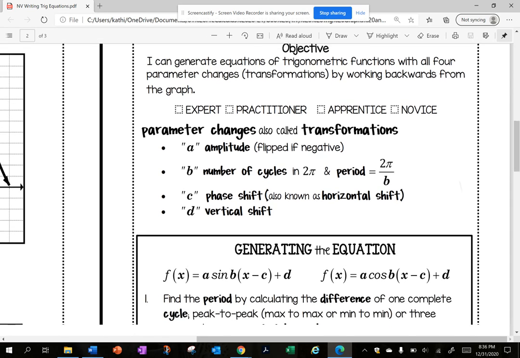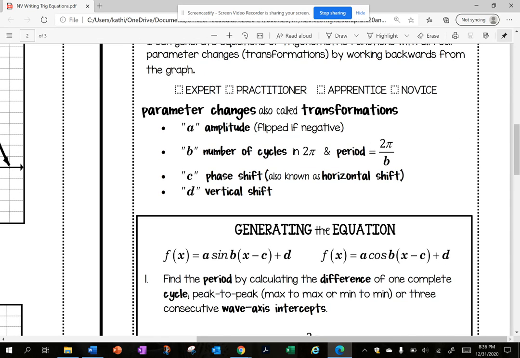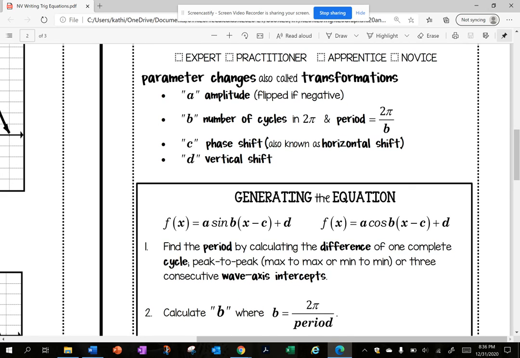What are these parameter changes? In my equation, A sine of b times the quantity x minus c plus d, A is my amplitude. If there's a negative sign in front of it, I flip it over the x-axis. B is the number of cycles in 2 pi. I also have the relationship, the period is 2 pi divided by b. C is my phase shift, also known as a horizontal shift. And D is my vertical shift.